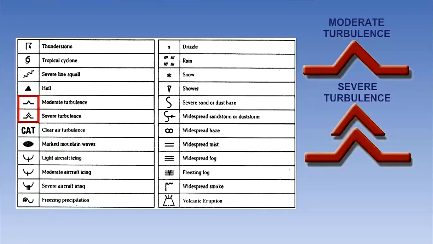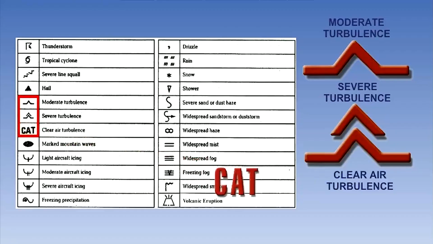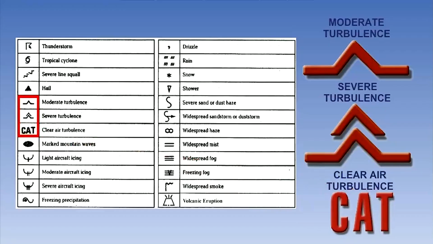If moderate or severe turbulence is forecast, then this is clearly displayed on the SIG weather chart by the following symbols. Light turbulence is not explicitly forecast on the SIG weather chart. Turbulence can be experienced either in cloud or in clear air. The latter form is called clear air turbulence or CAT.